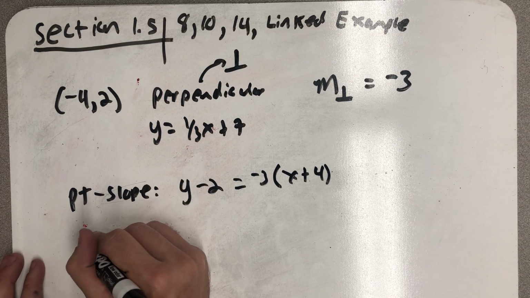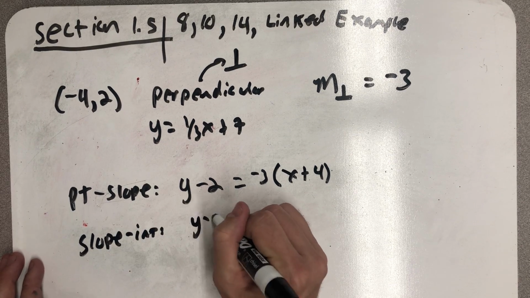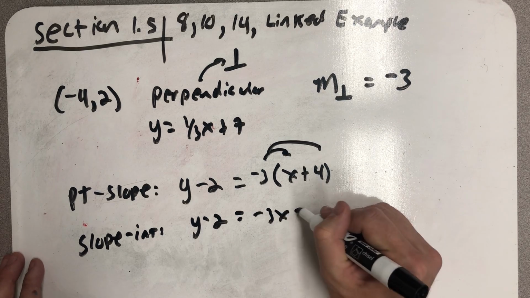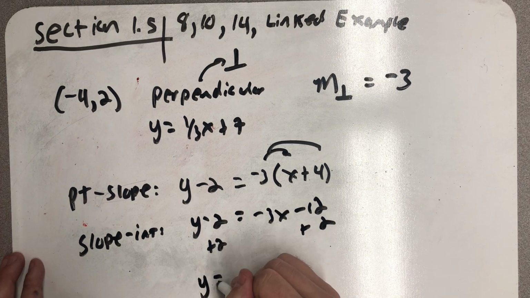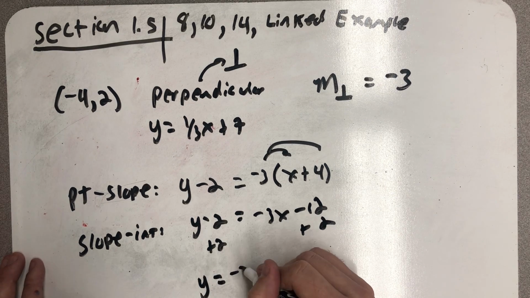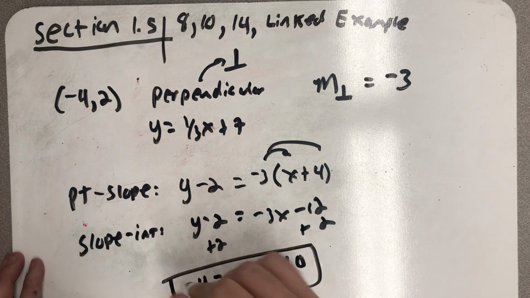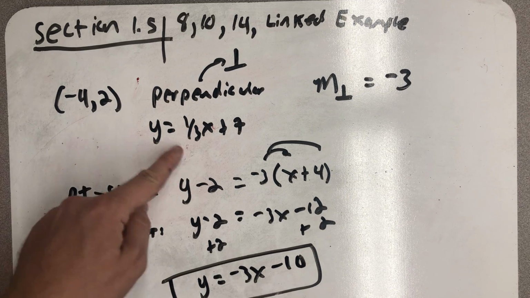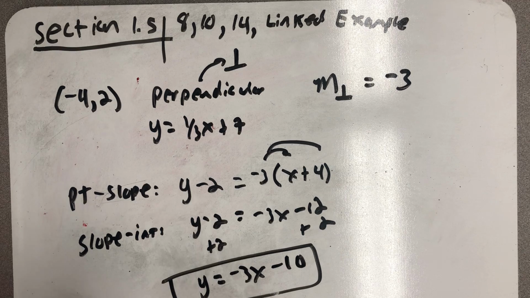To find the slope-intercept form, I just need to solve for y. So I'm going to distribute. Now I just need to add 2 to both sides. I get y = -3x - 10. These two lines are perpendicular to each other because the slopes are opposite reciprocals. And I know this line passes through this point, well, because we did the work to show that. So there's my solution to number 8.